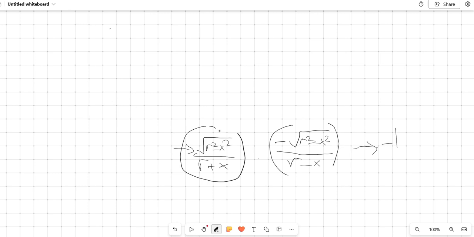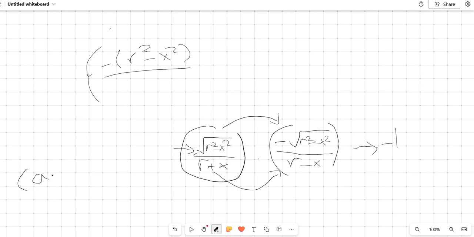So to multiply these two fractions, first we multiply the two numerators, then we multiply the two denominators and we divide them. So square root of r squared minus x squared times negative square root of r squared minus x squared, that'd just be negative (r squared minus x squared). I won't swap these two and get rid of the negative symbol. You'll understand why in a second. Okay, so r plus x times r minus x.